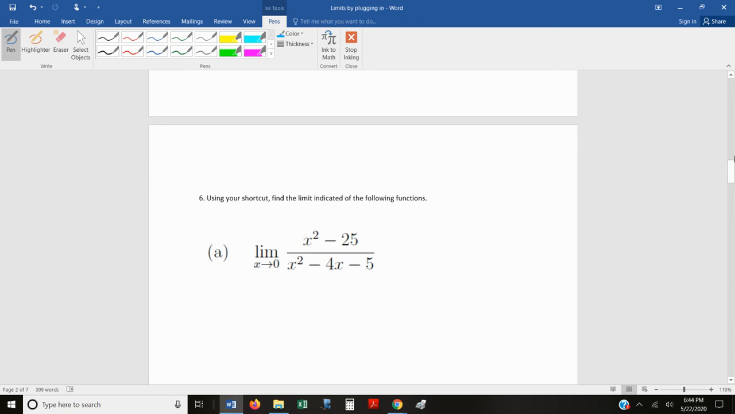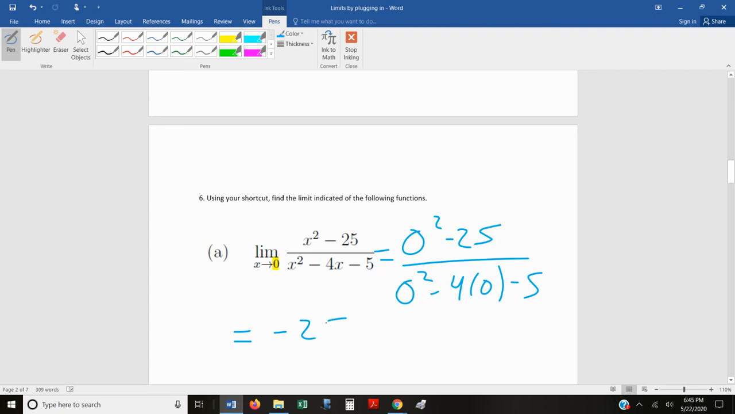Here's the first one. The limit as x goes to 0 of x squared minus 25 over x squared minus 4x minus 5. So take a minute and try that one and see what you get. So you'd write an equal sign, and you're just plugging in that 0 for x. And you have 0 squared minus 25 over 0 squared minus 4 times 0 minus 5. So the top would be negative 25. Those are both zeros, and we have a negative 5 on the bottom. So you should have an answer of 5.